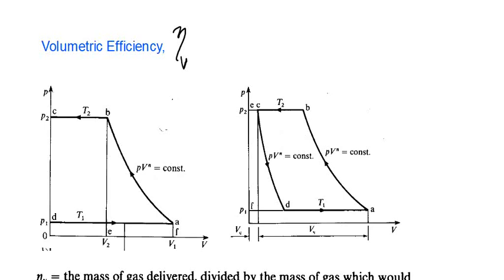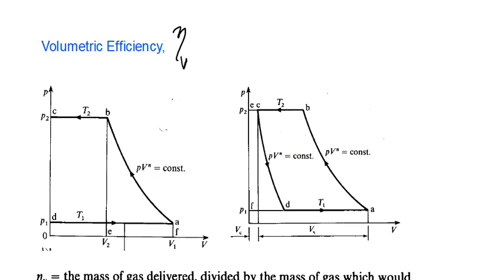Okay guys, now we are going to look at another parameter in the air compressor, which is called the volumetric efficiency. So what does the volumetric efficiency actually show us? If you can observe our first case, this is our first case and this is our second case. Please recap back.